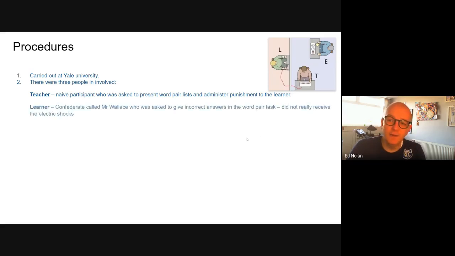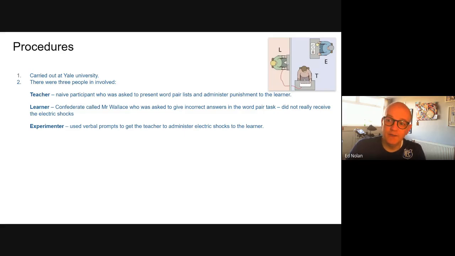Then the learner, who the teacher, the naive participant, thought was another participant, but the learner, Mr. Wallace, was an actor. He was what's called a confederate. He was part of the study, and he was to sit in a different room. And then the experimenter, who was not Milgram but somebody who worked with Milgram, was to conduct the study and tell the teacher what to do.